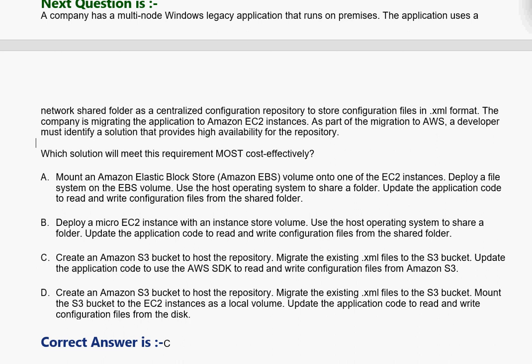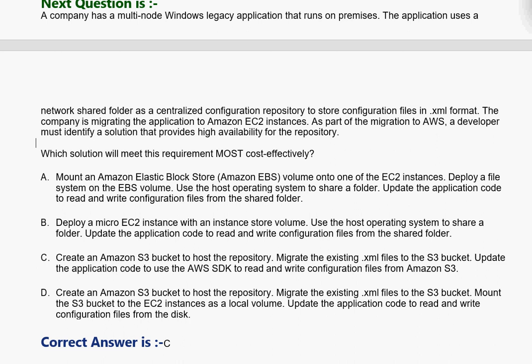The next question is, a company has a multi-node Windows legacy application that runs on premises. The application uses a network shared folder as a centralized configuration repository to store configuration files in XML format. The company is migrating the application to Amazon EC2 instances. As part of the migration to AWS, a developer must identify a solution that provides high availability for the repository.